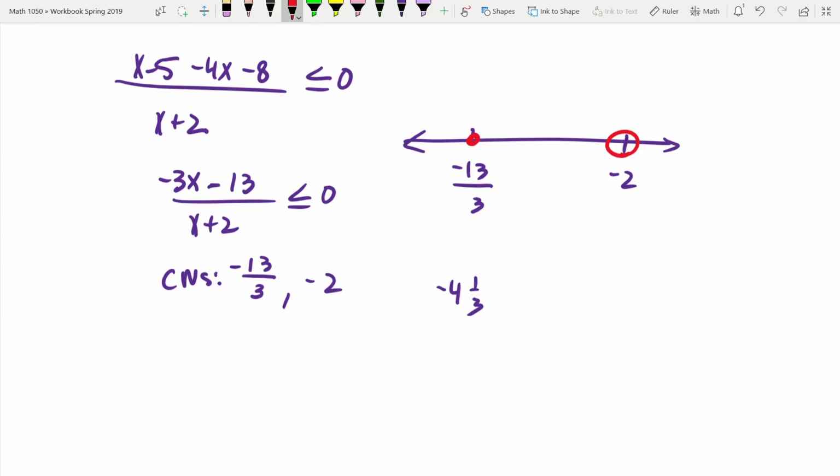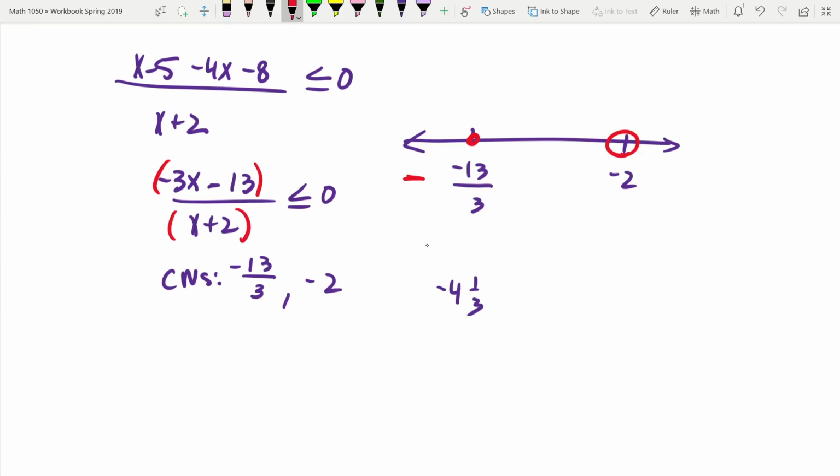The negative 13 over 3 is closed because you have an equal sign. If this is negative 4 1/3, maybe test a negative 5. I'm going to put it here, adding parentheses around the top. So if you go negative 5, store, enter, parenthesis, negative 3, close it, minus 13, close it, divided by parenthesis, negative 5, plus 2, close it, enter, I get a negative.